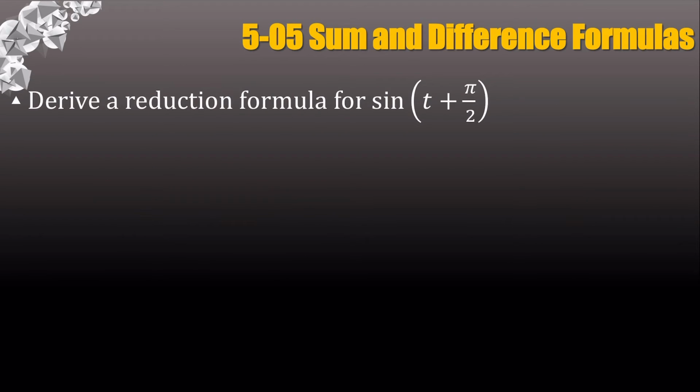All right, derive a reduction formula for sine of t plus pi over 2. So in other words, we're going to take this and see what we can do with it. Since it's a plus, we can say sine of t plus pi over 2 is, and so that's a sum formula for sine. So it's sine of u cosine v plus cosine u sine v, where u is t and v is pi over 2.